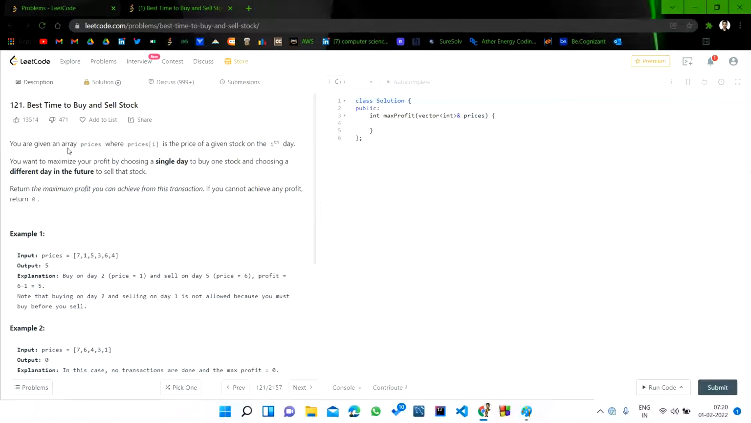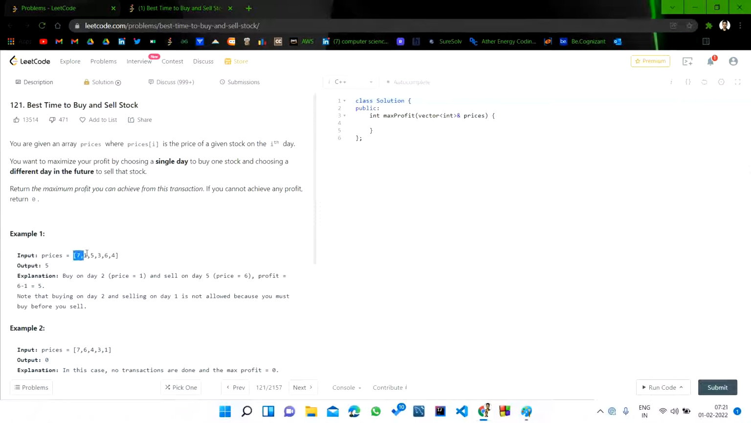Today let's see an interesting problem from Leetcode's daily challenge, which is best time to buy and sell stock. So the question says that you are given an array prices where prices[i] is the price of a given stock on the ith day. You want to maximize your profit by choosing a single day to buy one stock and choosing a different day in the future to sell that stock. Return the maximum profit you can achieve from this transaction. If you cannot achieve any profit, return 0.